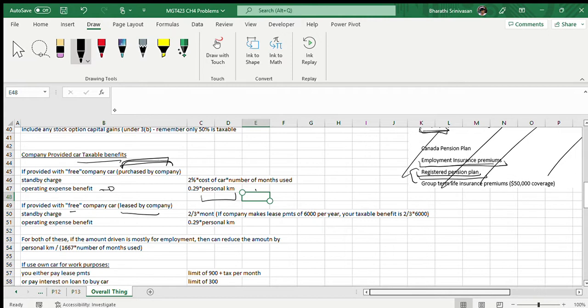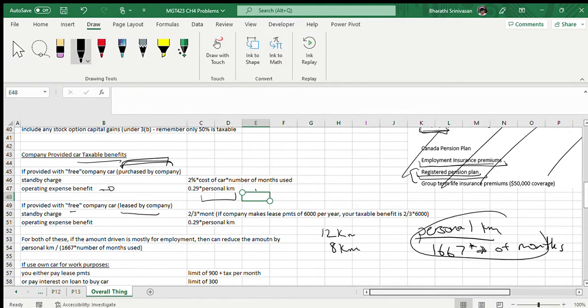Okay, another thing is for both of these, if the amount driven is mostly for employment, like if you drove 12 kilometers for employment purposes and 8 kilometers for personal purposes, then you can reduce the amount by this sort of factor, by personal kilometers over 1,667 times the number of months used. So this thing is going to be less than 1, right? It's going to be a small number, which means that when you multiply your standby charge, wait a second. Yeah, you can only reduce the standby charge. It's only for the standby charge, not for the operating expense benefit.